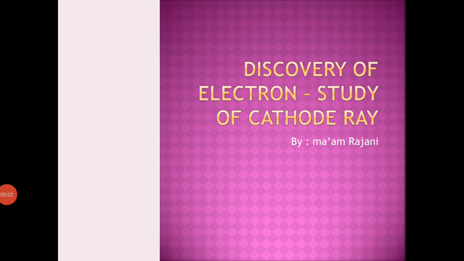Good morning, class. Today we will start with the topic discovery of electron, and we will also study the cathode rays and their properties. In 1803, John Dalton gave the concept of indivisibility of atom, but his concept lasted only toward the end of the 19th century. It was then found that the atom was composed of subatomic particles such as electrons, protons and neutrons. These particles are called elementary fundamental particles.